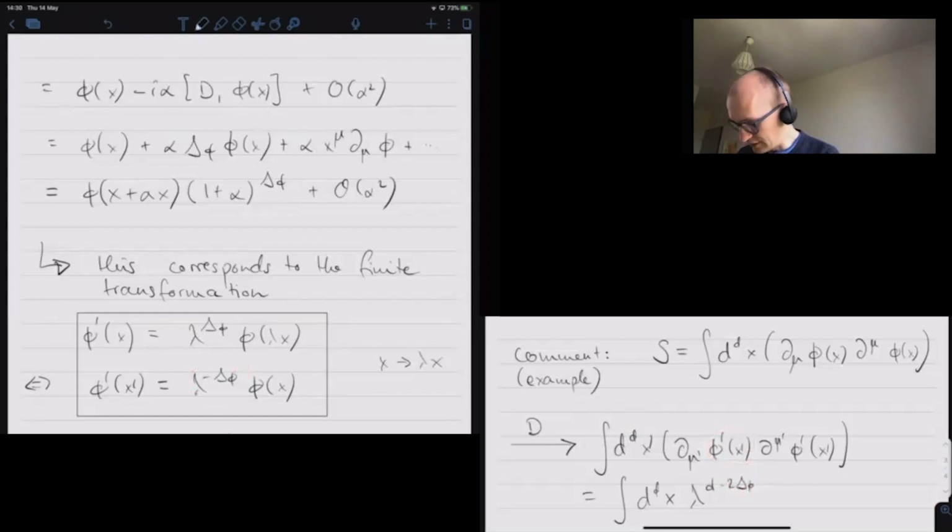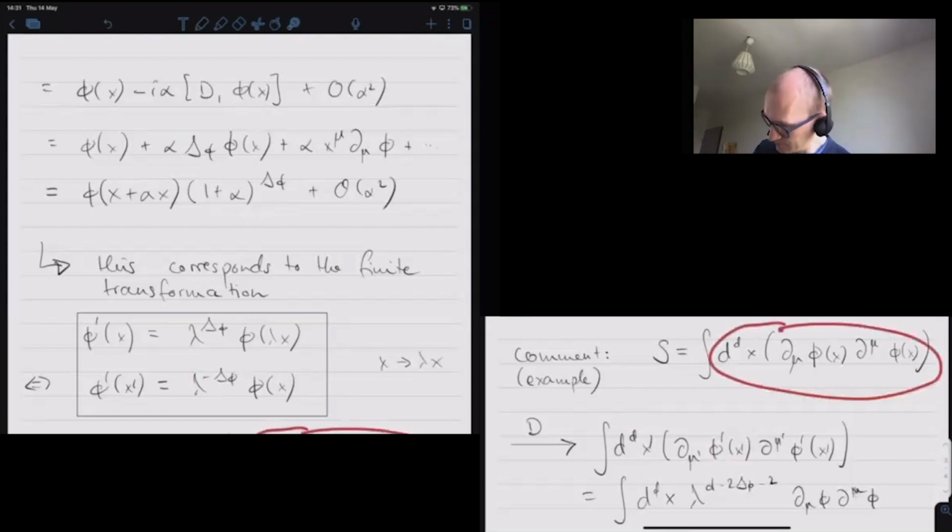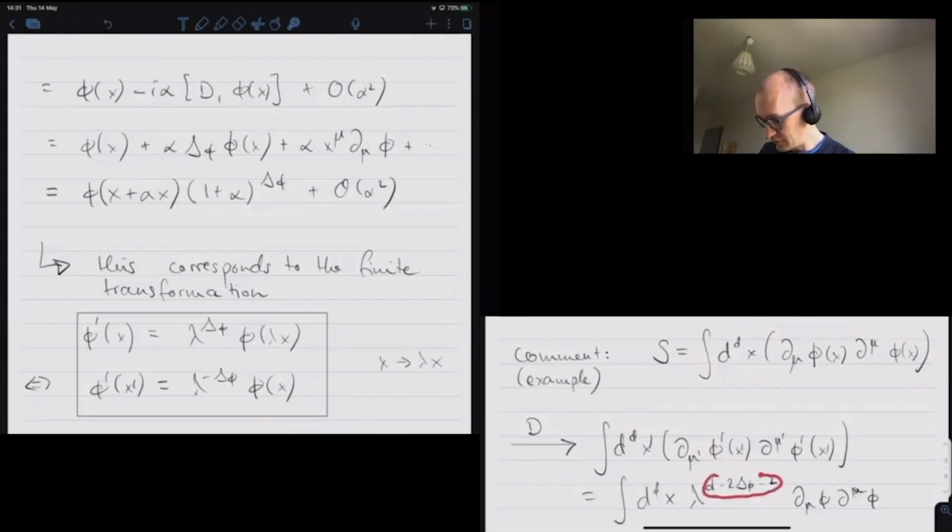I suppose we could write it as delta phi as we did before, but then also each of the derivatives, okay, gives me one more factor of 1 over lambda because it's 1 over length if you want. So minus 2 times ∂_μ phi ∂^μ phi. And now this is invariant, meaning the transformed action is equal to the original action if delta satisfies the equation d minus 2 delta minus 2 is equal to 0.